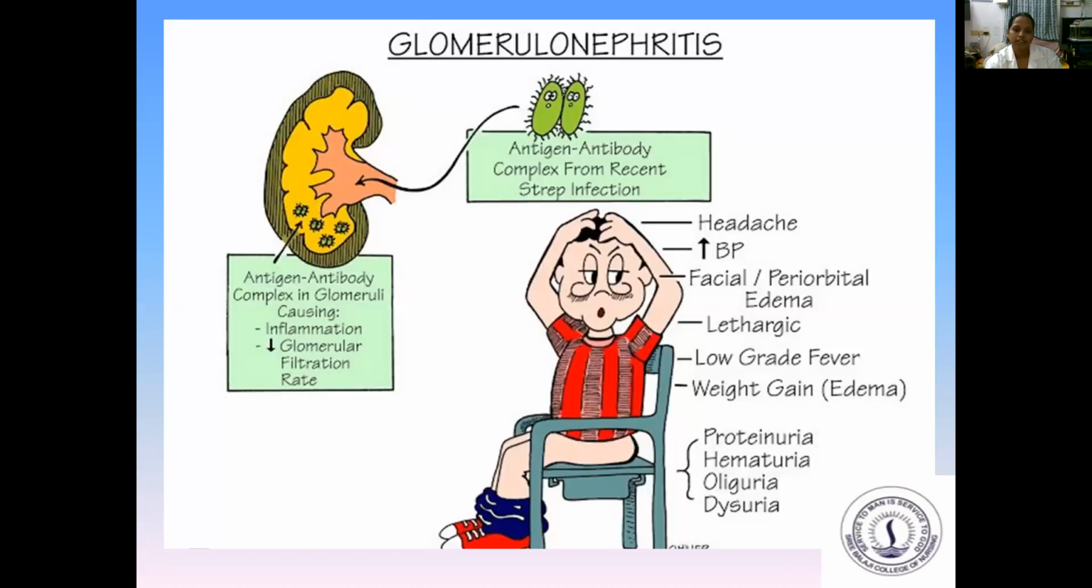So glomerulonephritis. Due to antigen antibody complex from a recent streptococcal infection, there will be an antigen antibody complex in glomeruli causing inflammation and decreasing the glomerular filtration rate. So the main symptoms are the patient will have headache, then increased blood pressure, facial or periorbital edema, feeling of lethargy, low-grade fever, weight gain, and then the patient will exhibit the symptoms of edema. Along with that, the patient will have proteinuria, hematuria, oliguria, and dysuria.